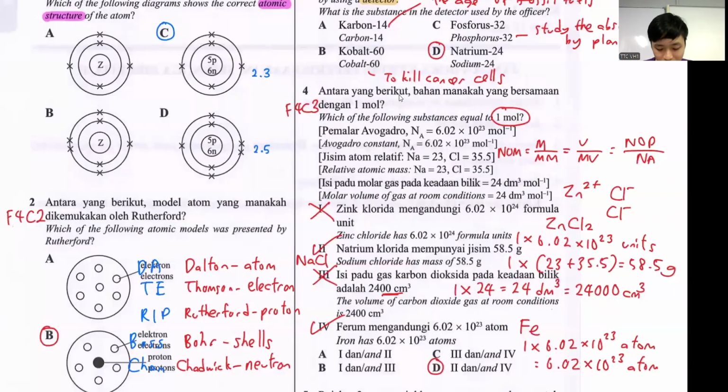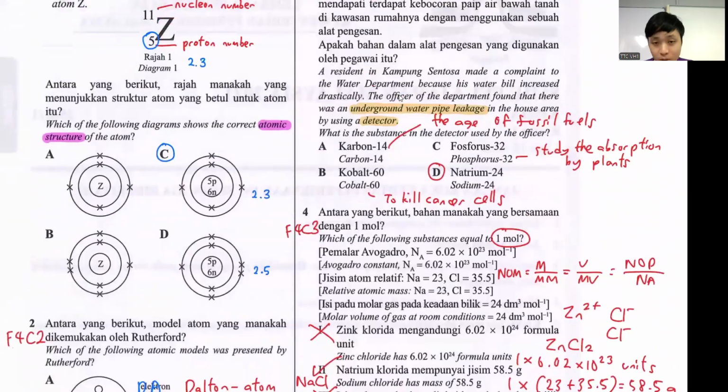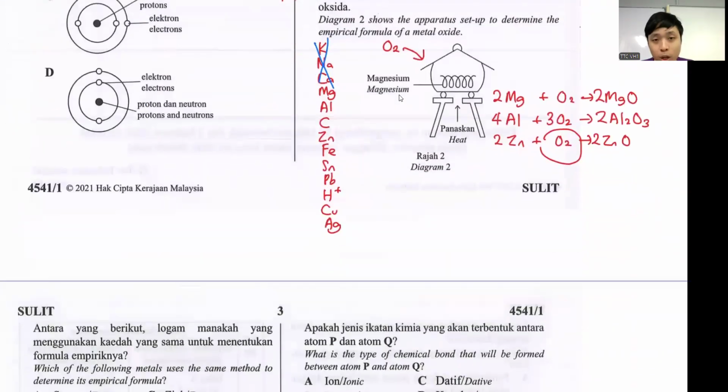So the first question is C, second question B, third question D, fourth question D, fifth question we are discussing. K, Na, Ca, these three are too reactive. That's why normally we don't do experiments with metals that are too reactive. Normally magnesium, aluminum, and zinc react with oxygen, because the ones at the bottom are not so reactive towards oxygen. The reaction is too slow, or there is no reaction.